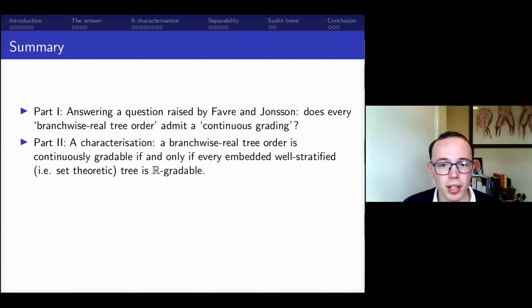In the second part, I'll produce a characterization of when exactly a branchwise-real tree order admits a continuous grading, and this is going to relate it very strongly with set-theoretic trees. So here, because we have several different notions of tree, I'm calling these set-theoretic trees well-stratified trees. So the characterization is that a branchwise-real tree order is continuously gradable if and only if every embedded well-stratified tree is R-gradable. This means that it has a monotonic function to the reals.